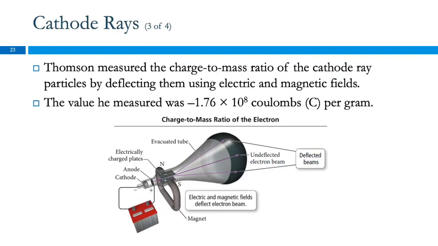So Thomson studied these cathode rays. He was able to look at the charge to mass ratio of the ray particles by deflecting them using electric and magnetic fields. So you can get magnets to move in electric fields, and you can also get electrical charges to move. So here he generates the cathode rays. And here's a magnet and then electrically charged plates. And by manipulating the magnetic and electrical fields, he can cause this beam to move and get deflected.